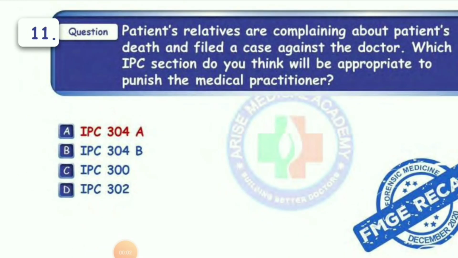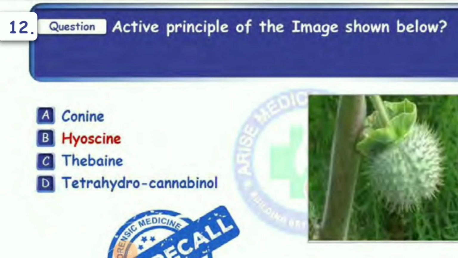Next question. Patient's relatives are complaining about patient's death and filed a case against the doctor. Which IPC section do you think will be appropriate to punish the medical practitioner? Options are IPC 302, IPC 300, IPC 304B and IPC 304A. The answer is IPC 304A. Next question. Active principle of the image shown below. The answer is hyoscine.